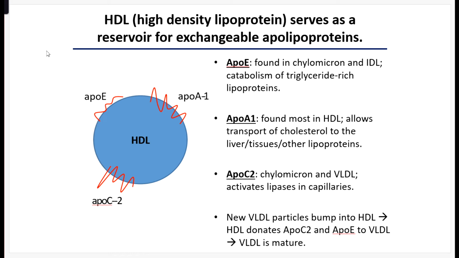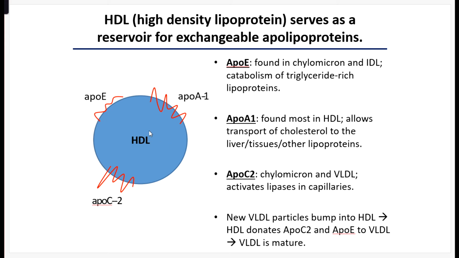ApoE is really good at binding to the liver. And so the importance of HDL is it's able to donate ApoE to IDLs that are migrating around in the bloodstream, which helps the liver bind to IDLs and pull them out of the bloodstream so it doesn't clog up the bloodstream. ApoEs also are found in chylomicrons, which again helps the liver bind to chylomicrons and internalize them. So this ApoE protein is a liver-specific protein. It recognizes a receptor on the liver, binds it, and it's internalized. And so HDLs help to deliver these apoproteins to other lipoproteins.